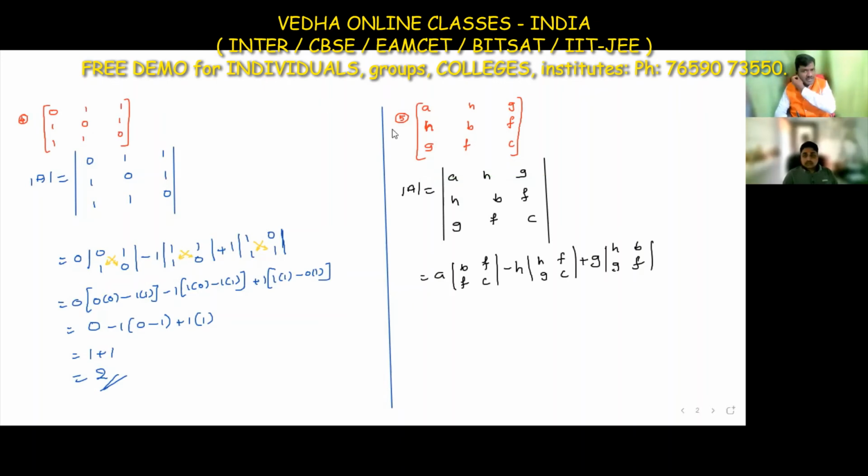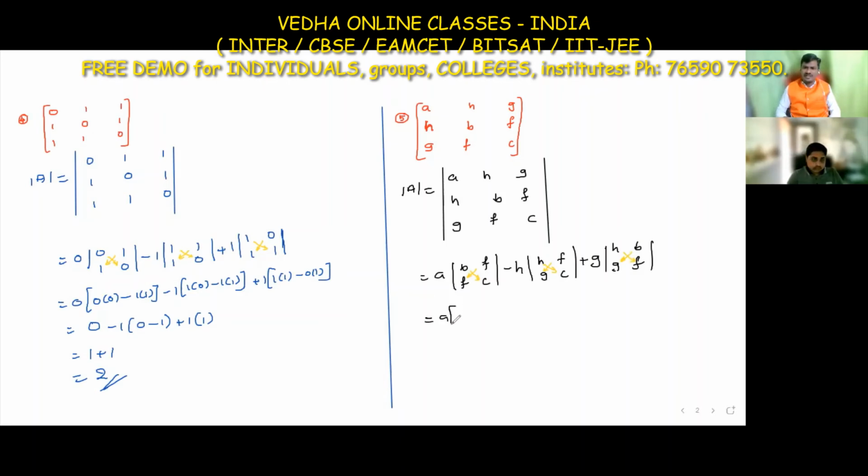Okay, for expanding the 2 by 2, how do we multiply? Product of B into C minus F into F. H into C minus F into G. H into F minus B into G. Like this we multiply, right? Try to tell me.